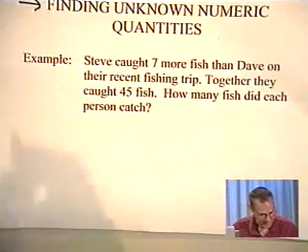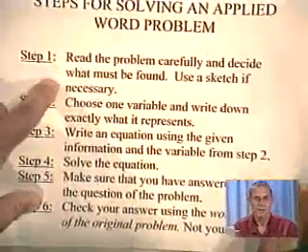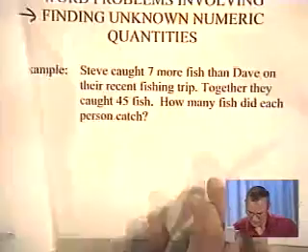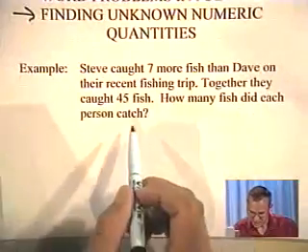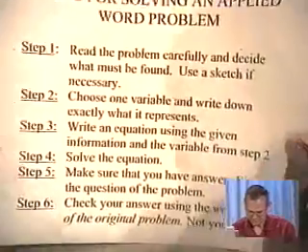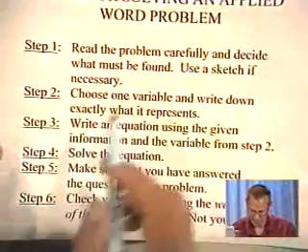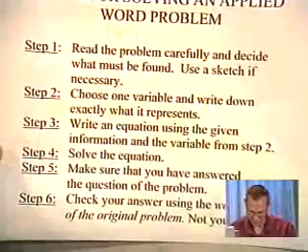Let's try to follow step 1. I read the problem carefully, and this is pretty easy to decide what must be found. We need to find how many fish Steve caught and how many fish Dave caught. Now, I don't think I'll be able to use a sketch with this problem. That's the difference between this and a geometric problem. So let's go to step 2.